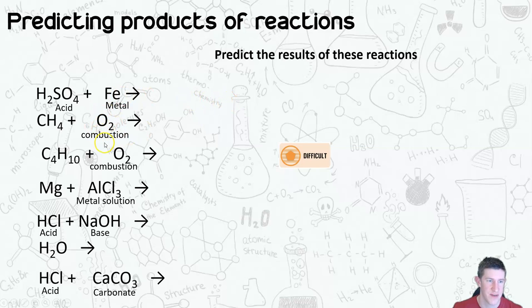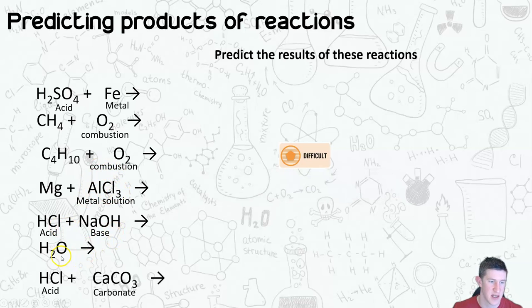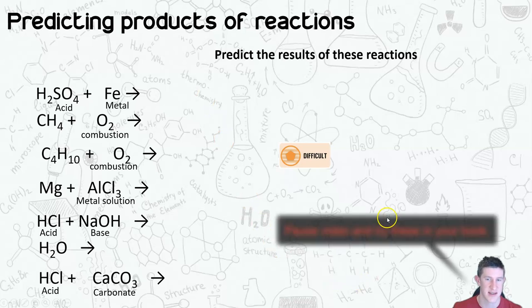Then we've got a combustion reaction, another type of combustion reaction, a metal solution. So we've got a magnesium plus an aluminium chloride, acid and a base, water goes to something. So what kind of reaction might this be? If we're not adding anything, there's no heat, etc. And then we've got an acid and a carbonate. So pause the video here, have a go at these questions. Remember the rules that it needs to be neutrally ionic charge, subscripts don't have to carry over, and then balance both sides last.